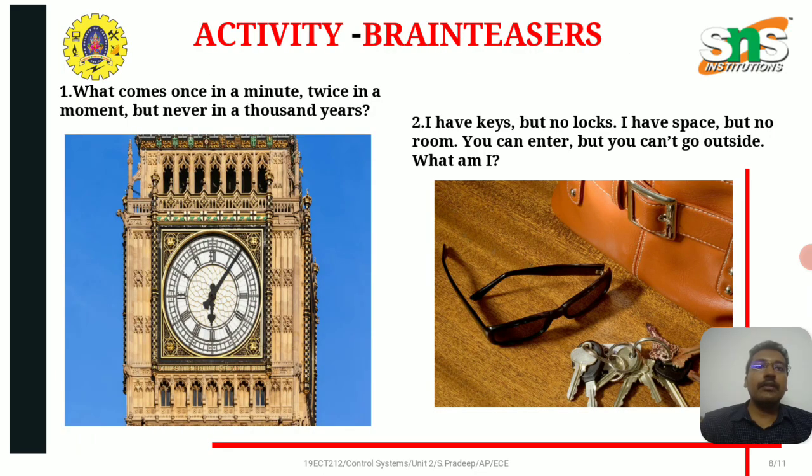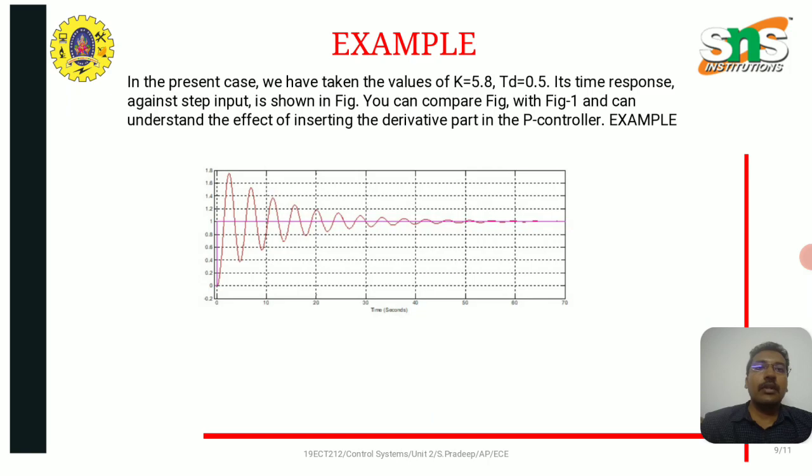Activity. In this present case, we have taken the value of k equal to 5.8 and Td equal to 0.5. Its time response against step input is shown in this graph. You can compare this figure with figure 1 and understand the effect of inserting the derivative part in the P controller.